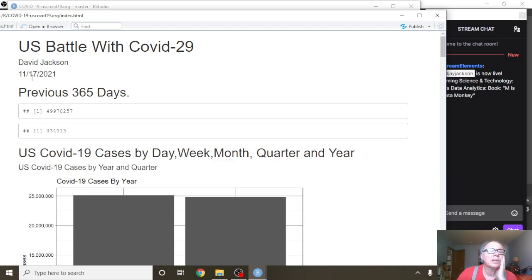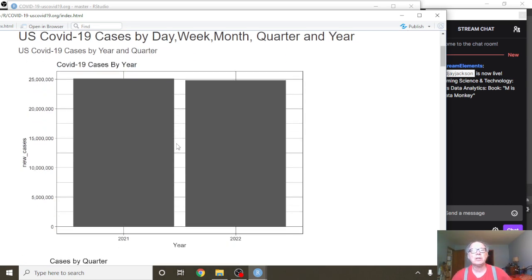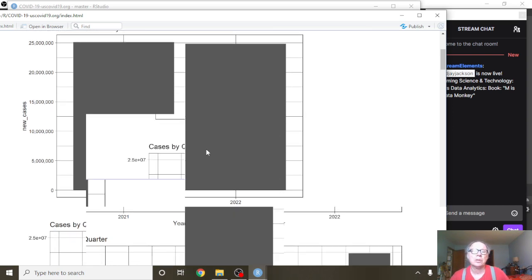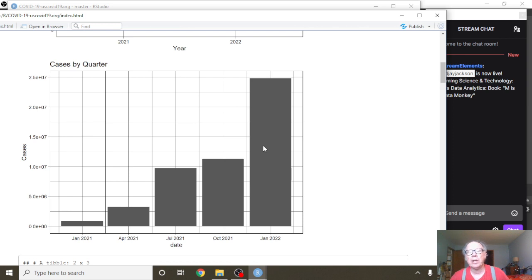And you can see the U.S. has, for the previous 365 days, 49.9 million cases, 434,913 deaths. And you can see here that unfortunately, the U.S. will catch or pass 2020 cases by the end of March and the end of the first quarter. Now, as you can see here, the first quarter of 2022 is already the most number of cases of any of the previous four quarters, okay?